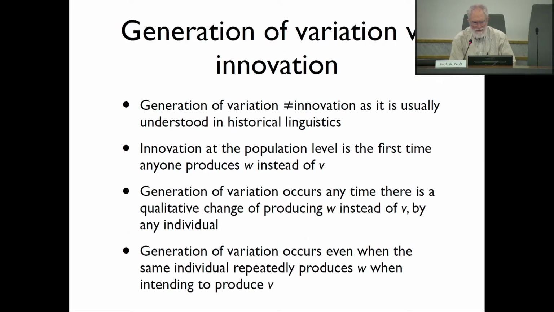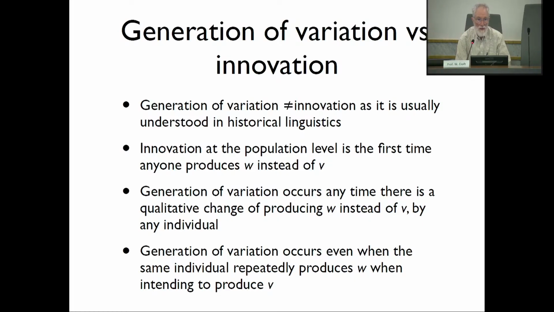So as I said, generation of variation is not quite the same as innovation. It's close, but it's not quite the same, the way innovation is usually understood in historical linguistics. In historical linguistics, you generally think of it at the population level, the level of the whole speech community or of your corpus that you have, and you see the first occurrence of some novel form or novel usage. So innovation in that strict definition is the first time anyone in that speech community produces W instead of V, a new variant.